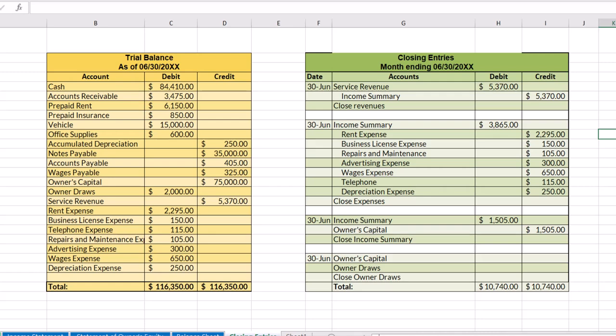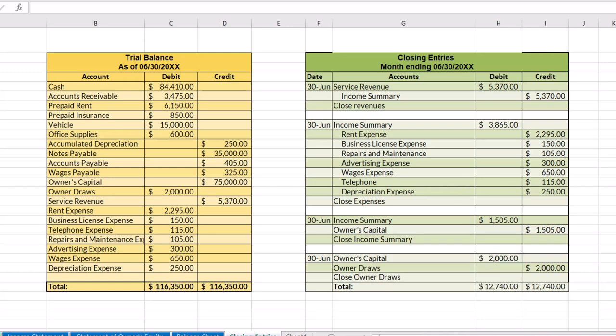Now I only have one other temporary account that I haven't closed yet, and that's owner's draw. Owner's draw has a debit balance, and so I have to make a credit entry in order to zero that out. Where did we say owner's draw went? It goes to owner's capital.